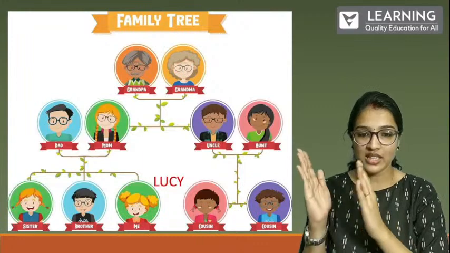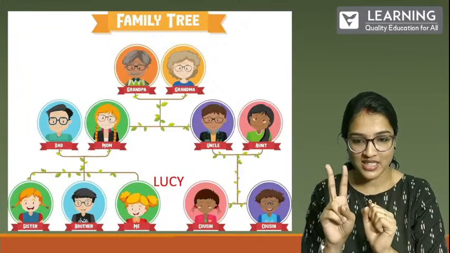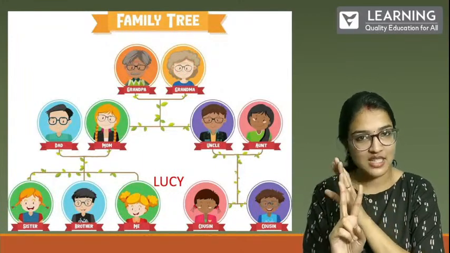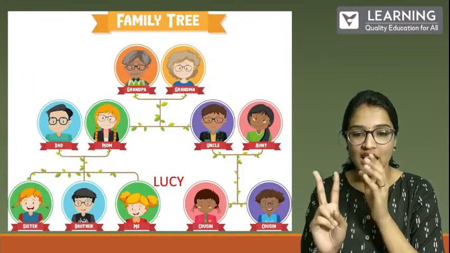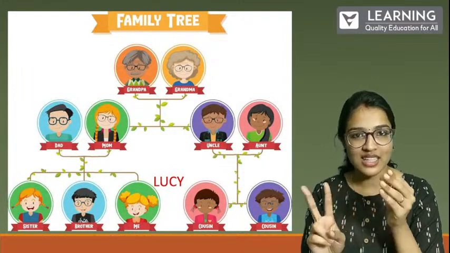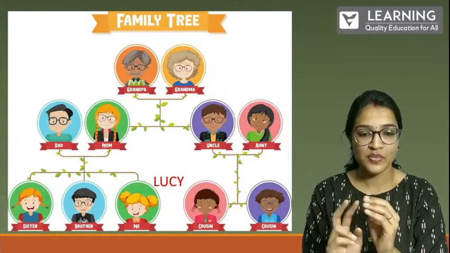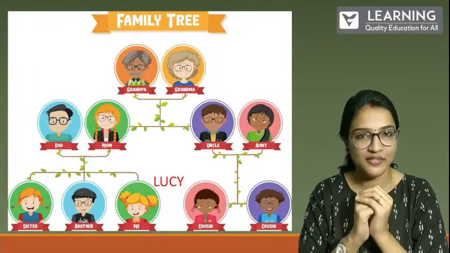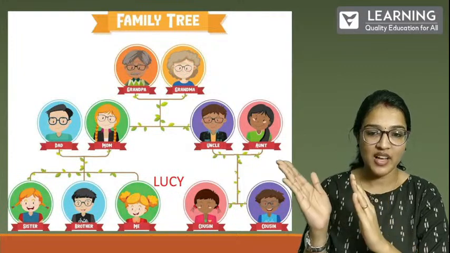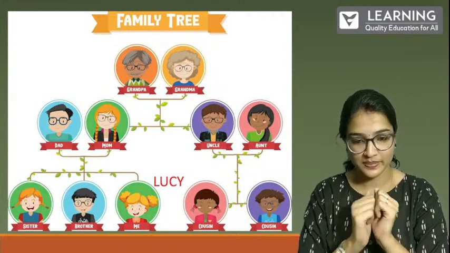Okay. So in this family, there are two families, right? One is of Lucy, that is her parents and her brother, sister. And the second one is her uncle and aunt and their kids. So two families within a family. So this is the family tree of Lucy.